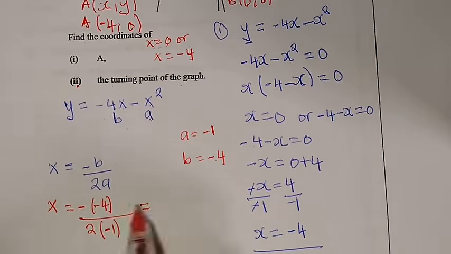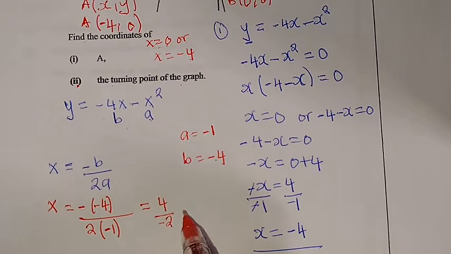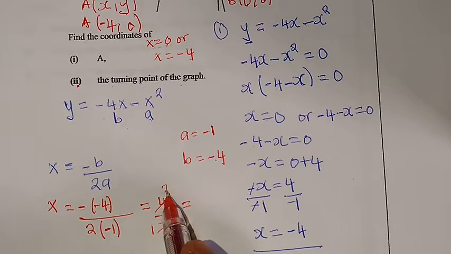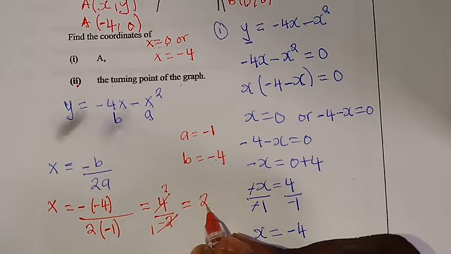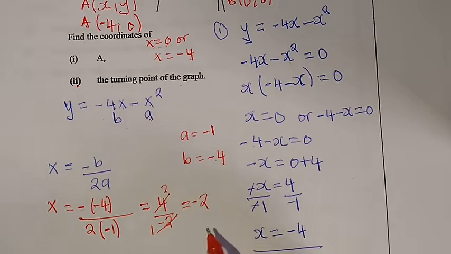So from here, negative times negative 4 is positive 4. 2 times negative 1 is negative 2. So 4 over negative 2 gives us a negative 2 as the coordinate of x. So we have found the coordinate of x.